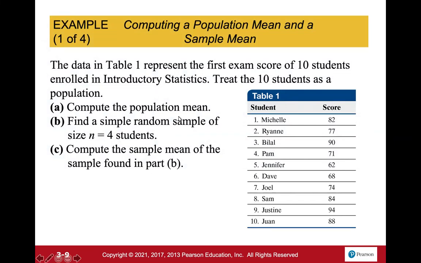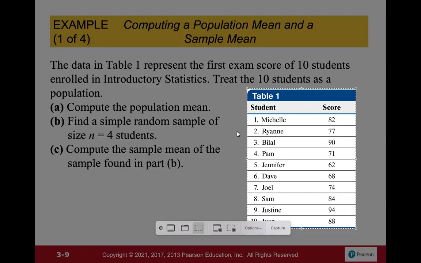So A, compute the population mean. B, find a simple random sample of size 4 students. And C, compute the sample mean of the sample found in part B. So let's go ahead and get started with that. We're first going to take a picture of the data.